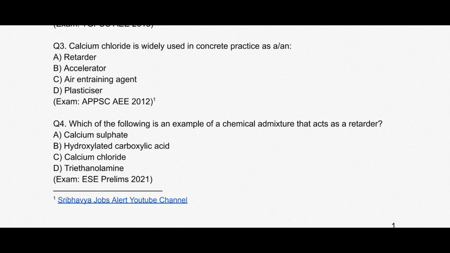Third question. Calcium chloride is widely used in concrete practice as an option A retarder, option B accelerator, option C air-entraining agent, option D is plasticizer.